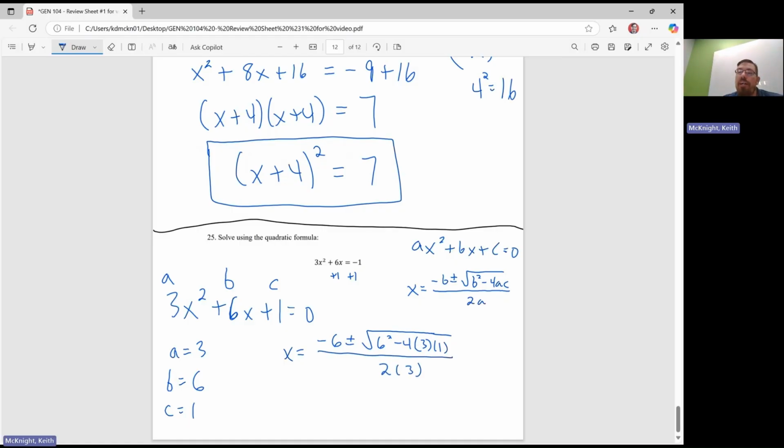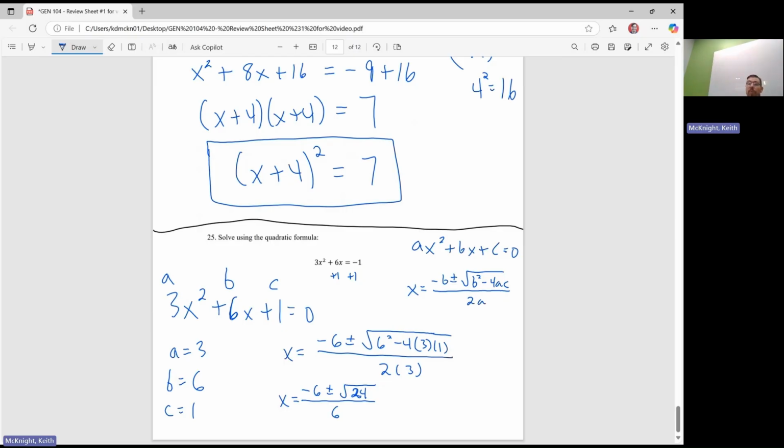Now we're going to simplify. And before we simplify the radical itself, we're going to have to simplify what's underneath that radical. So we're going to get negative 6 plus or minus, well, 6 squared is 36, and 4 times 3 times 1 is 12. So 36 minus 12 would be 24 left over in here. Be careful with negatives. And then 2 times 3 is also 6. Now, you might be thinking, well, let's just chop those 6's. We cannot do that because of the plus or minus radical 24.